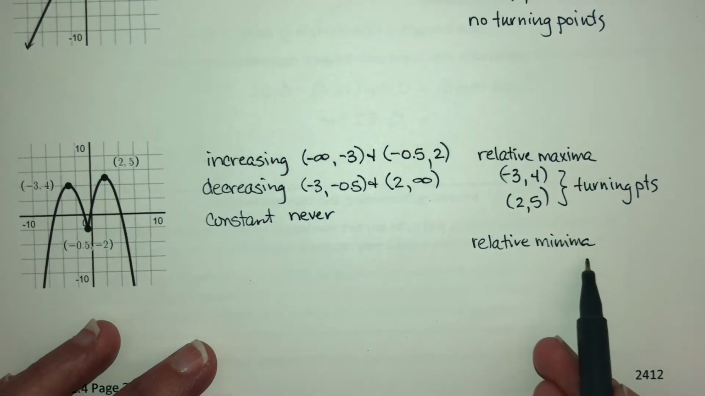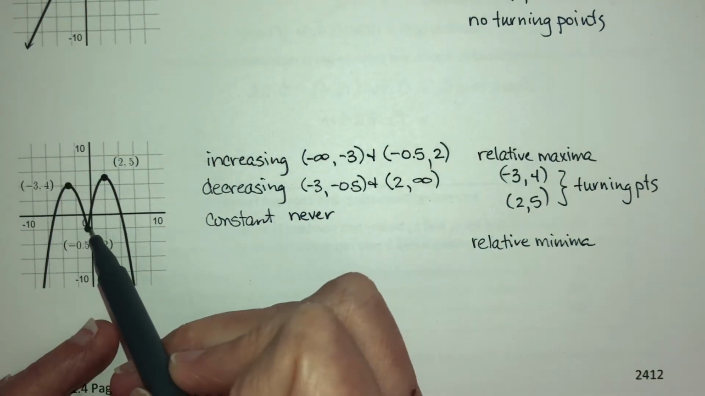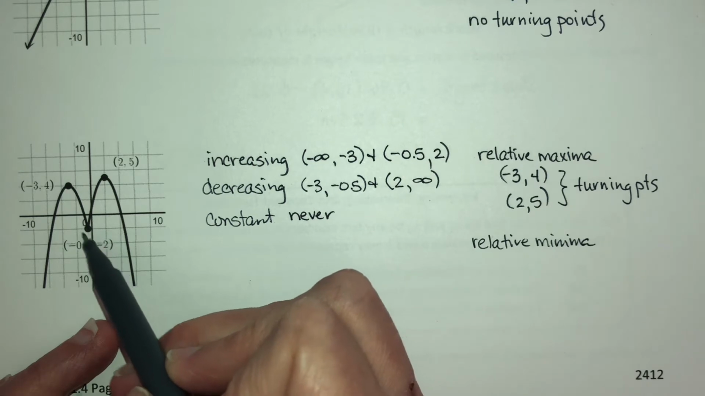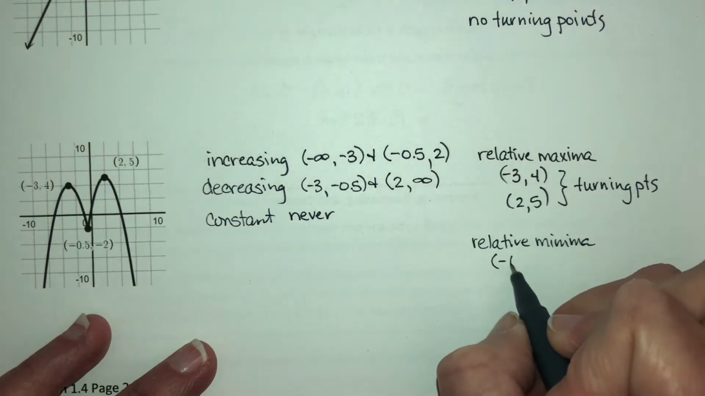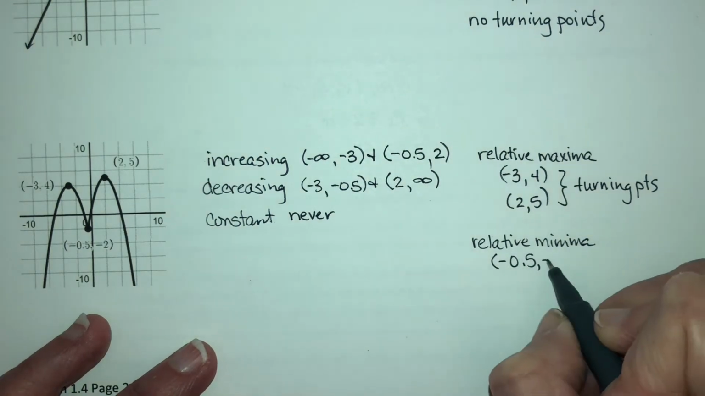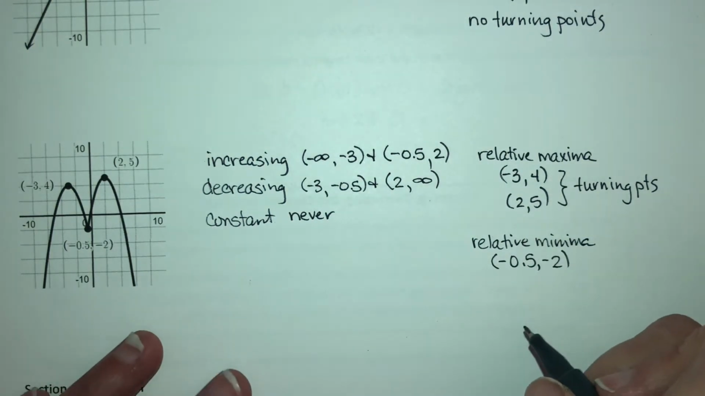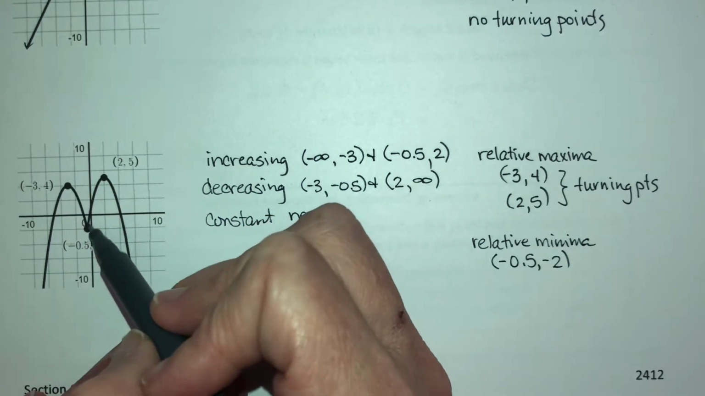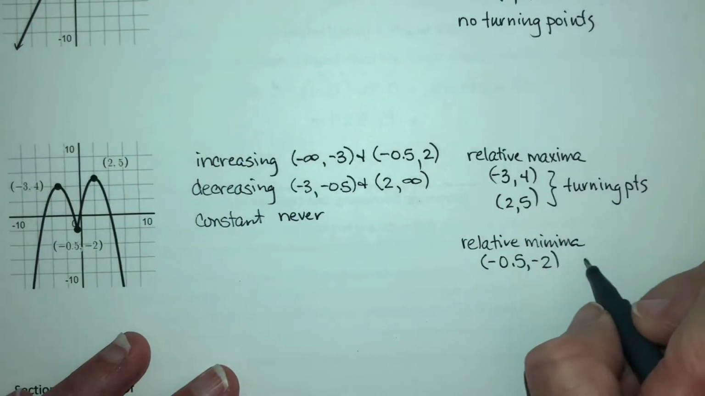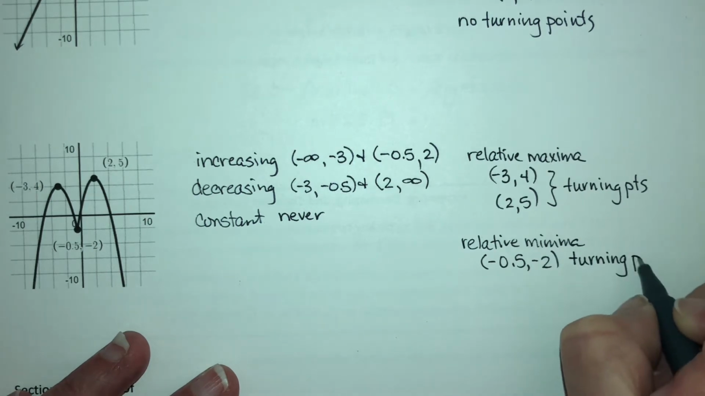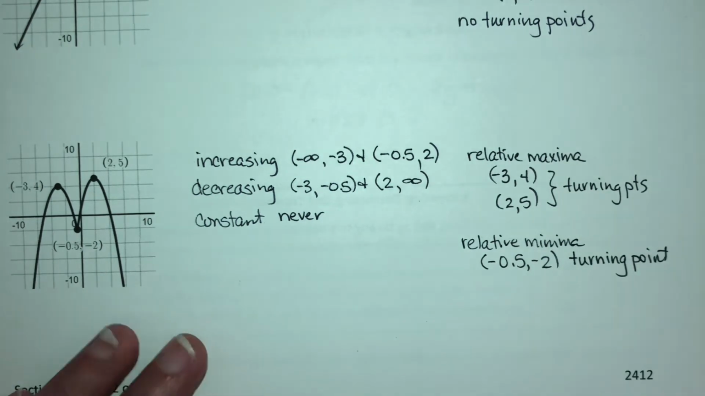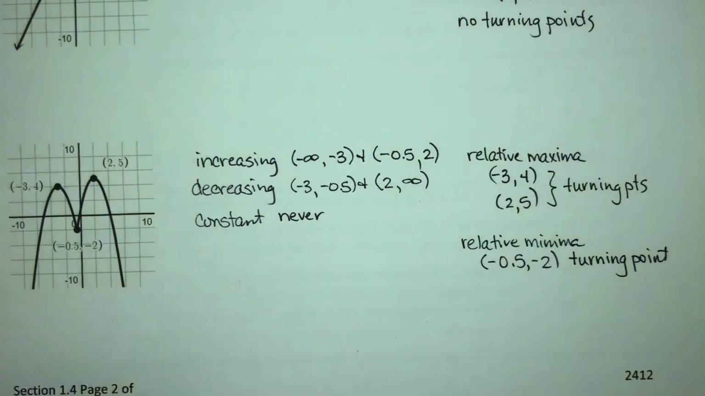We have one relative minimum, which is right here. It is lower than everything in its immediate vicinity. So that would be at (-0.5, -2). And it changes from decreasing to increasing, so it is also a turning point. I don't think you're going to find those problems too difficult. It is just a matter of remembering your notation.